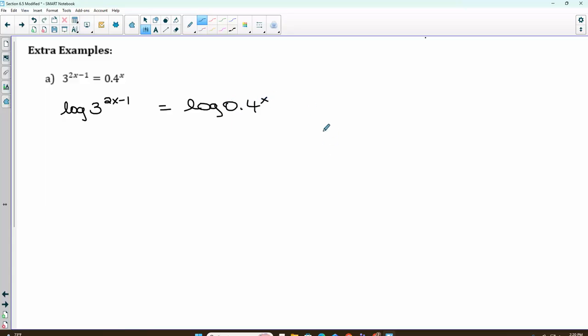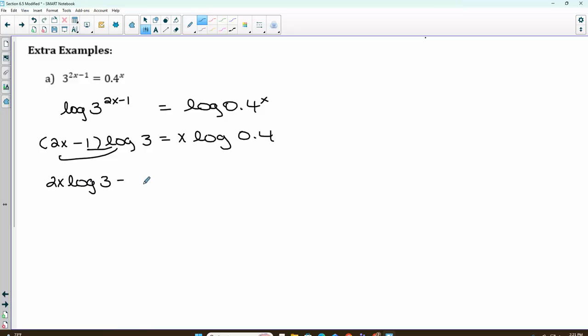And the benefit of this was the properties of logs, because we know that when you expand a log, exponents come down in front. Now, what should I do with my log 3? So the number you're multiplying with just goes in front. So it's just 2x log 3 minus log 3 equals x log 0.4.